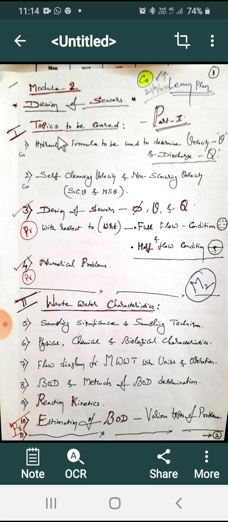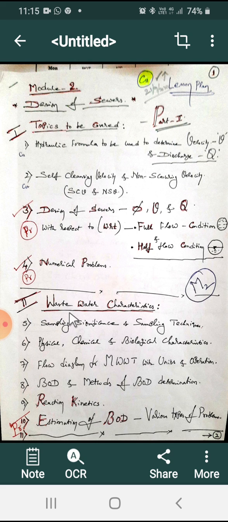The design of sewers is mainly concerned with velocity, discharge and diameter, when running full and running part full. Those conditions, full flow and partial flow, along with the varieties of problems you have solved. Numerical problems concerned with full flow and partial flow, how to determine using several equations, and we also came to know the types of velocities, right?